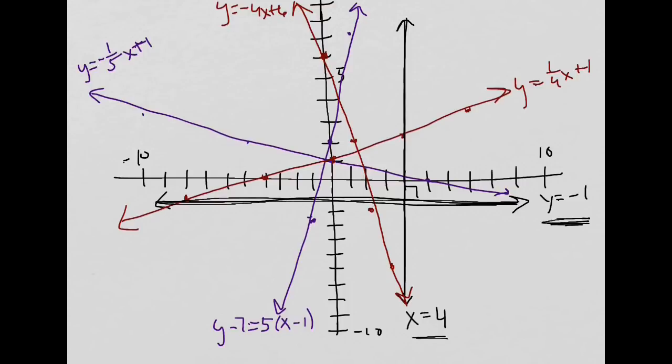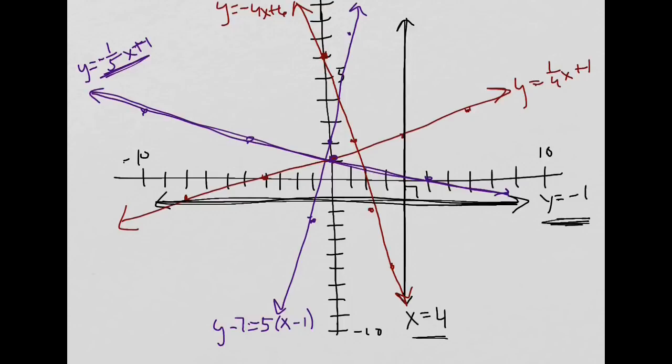Okay, next we have that line y equals -1/5 x plus 1. When we graph this, we start at +1 right here on our y, and we go down 1 and to the right 5, down 1 to the right 5, or back up 1 and to the left 5. And then that becomes our line.